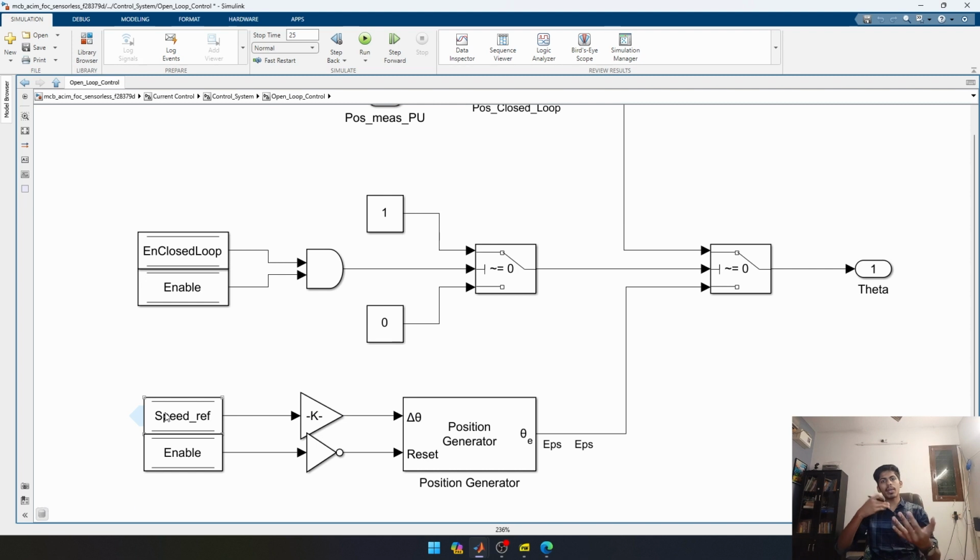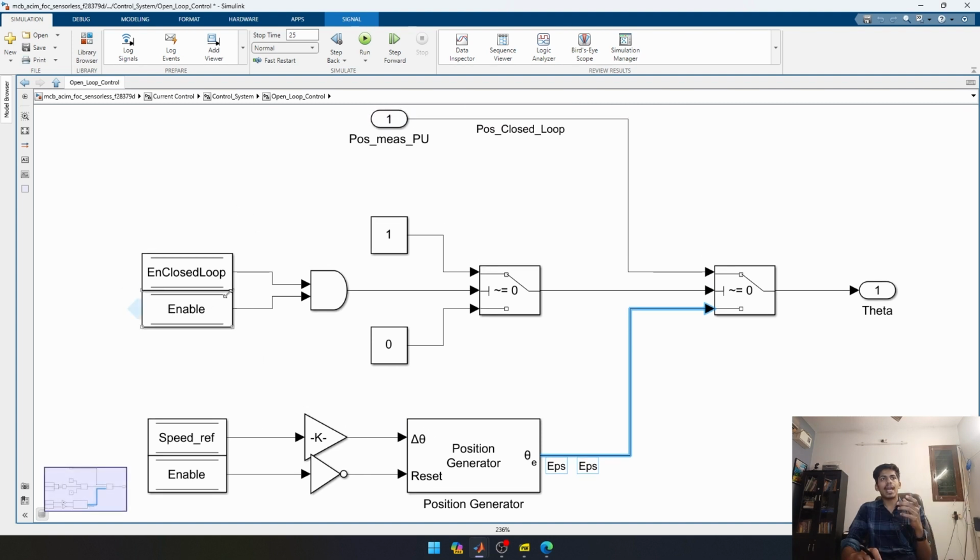So speed is nothing but how quickly the position changes, right? So we are doing the inverse here. We are given the speed reference from the host computer, and we are getting the theta from that. So we are getting the position from the speed reference. After the closed loop has been enabled by this flag, we will transition to the theta estimated by the flux observer. Initially, we will run in the open loop mode. For the open loop mode, this is the theta.